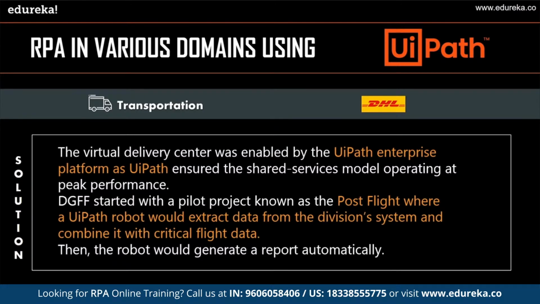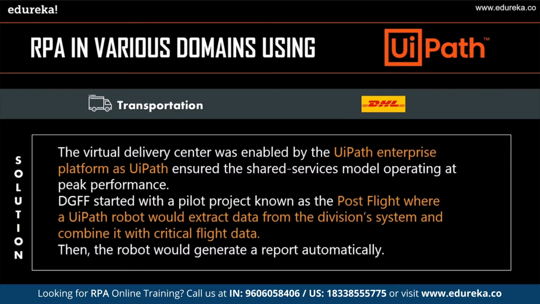DGFF started with a pilot project known as the Post, where a UiPath robot would extract data from the division system and combine it with critical flight data. After that, the robot would automatically generate a report. Now, before the company came up with this solution, the company had to put around 30 people to complete the same process. But now, after UiPath has helped them automate, 15 of the employees are moved to more rewarding and higher value work, and the rest are managing the activity-based exceptions to lead to better customer services.